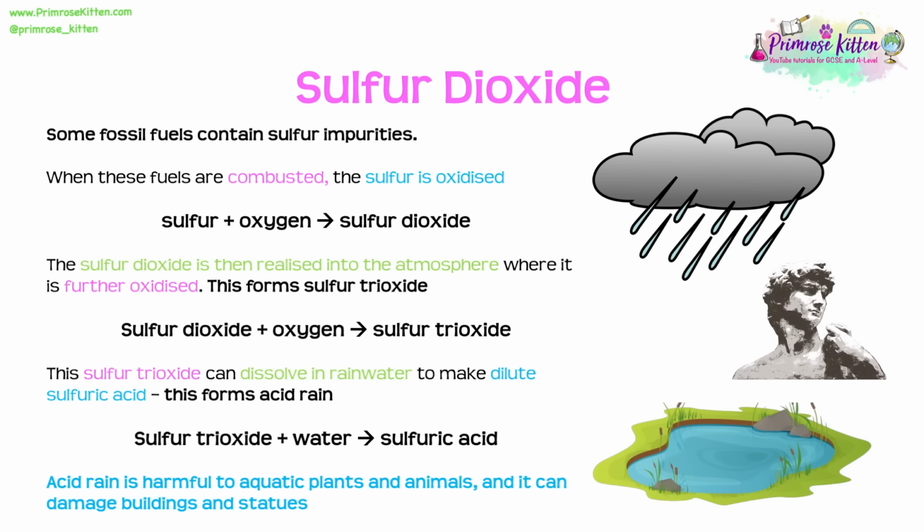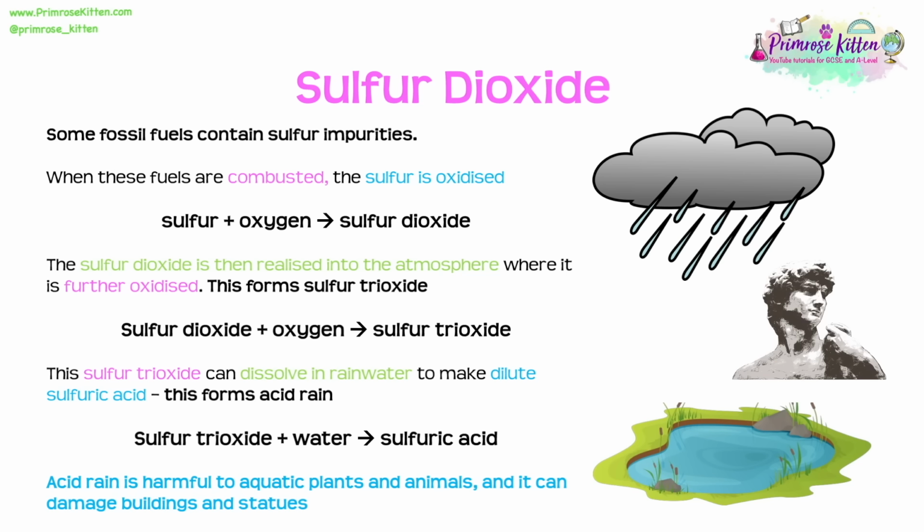Some fossil fuels contain sulfur impurities. Now, when we combust these fuels, we're going to find that that sulfur is also going to get oxidized. So we're going to have the reaction take place that says that sulfur plus oxygen makes sulfur dioxide. Now this sulfur dioxide is going to get released into the atmosphere, and what we'll find is that it's going to get further oxidized and it will end up making sulfur trioxide. And this is because the sulfur dioxide plus oxygen makes sulfur trioxide.